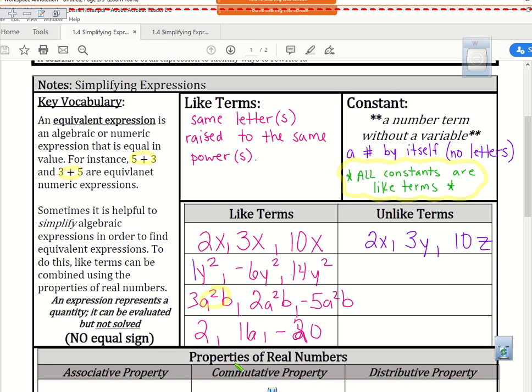Another example of not like terms is y squared and y cubed. Okay? These are not like terms because they are being raised to different powers. Even though they're the same letter, they have different exponents.